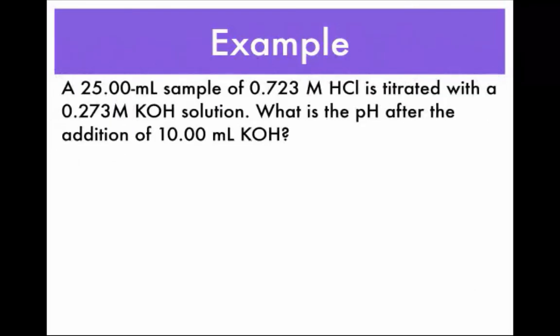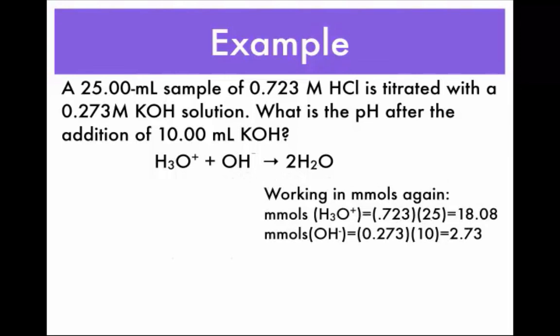So let's just look at an example here. We've got a 25 milliliter sample of 0.723 molar HCl. We're going to titrate that with 0.273 molar potassium hydroxide solution. And we want to know what the pH of that solution is going to be after the addition of 10 milliliters of potassium hydroxide. So we've got our net reaction here. We've got H3O+ from the HCl and OH- from the potassium hydroxide. Those are going to react and just give us a couple of waters. Now, if we work in millimoles here, remember we can calculate millimoles just by taking the number of milliliters times the molarity.